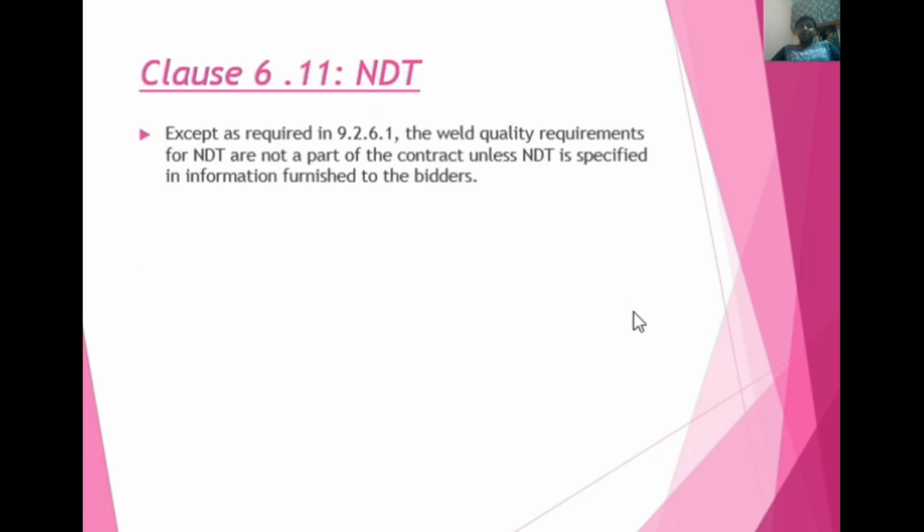Clause 6.11 is NDT. Except as required in 9.2, the quality requirements of NDT are not part of the contract unless NDT is specified in the information furnished to the bidder. So at the time of bidding, if it is required from the client side that we need NDT for these particular areas, then we need to do NDT. But as per AWS D1.1, NDT is not required unless it is mentioned in the contract.